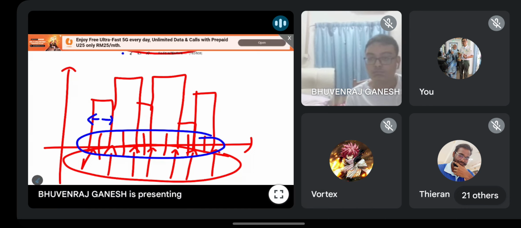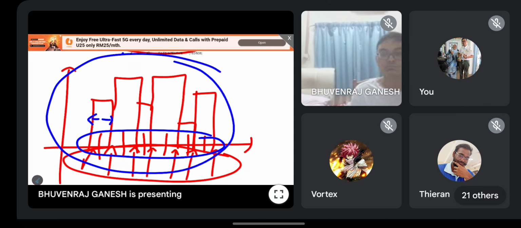Okay. By the way, for starting point and x-axis, should we take upper boundary or lower boundary first? You mean for histogram, Andy? This one?